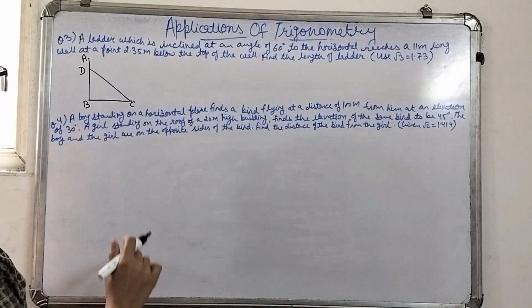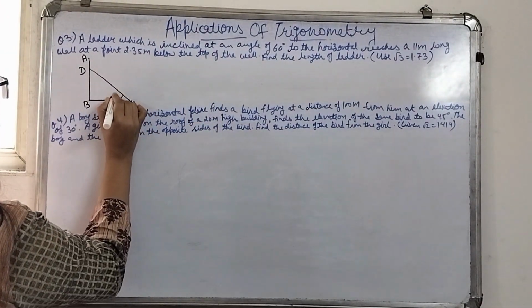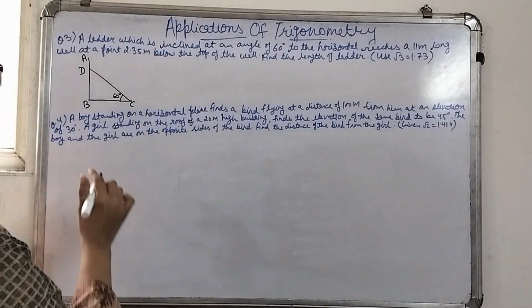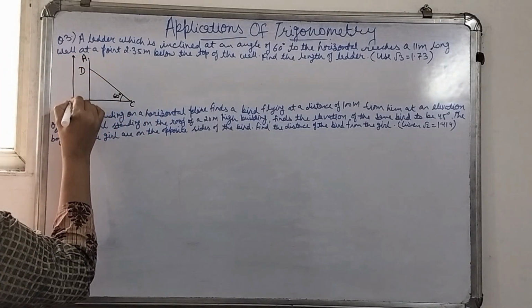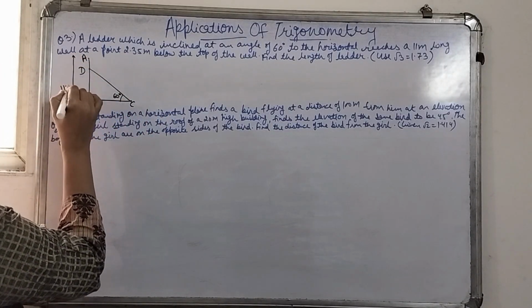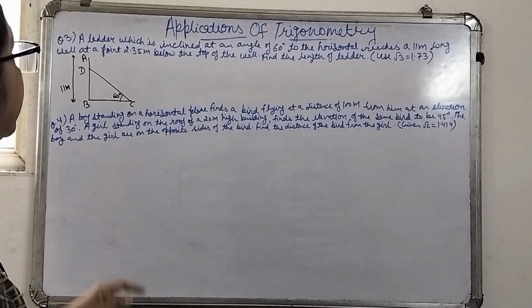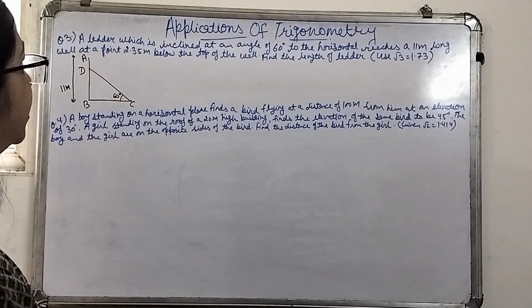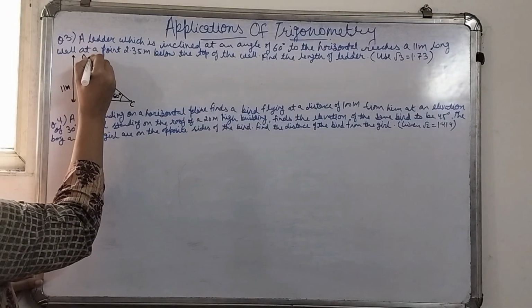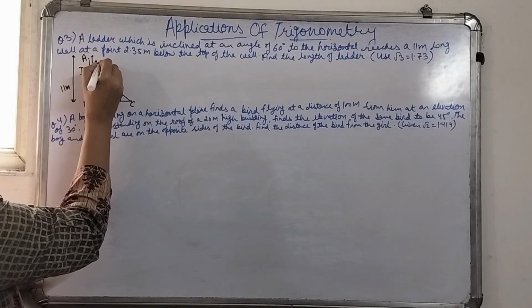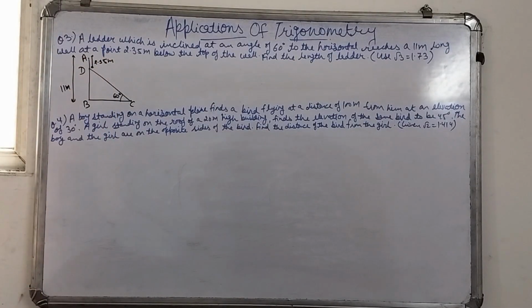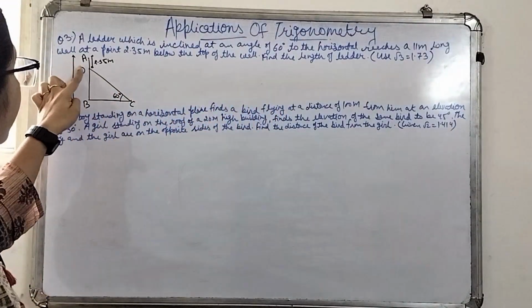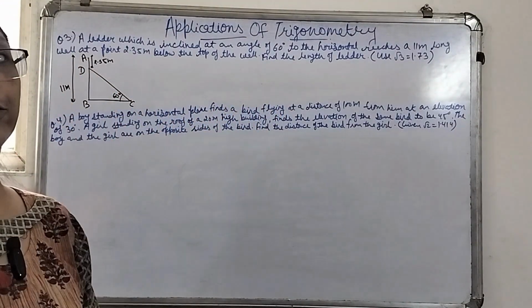Angle of elevation is given to us as 60 degrees. That means this is your 60 degrees. The height of the wall is given to us as 11 meters. That simply means AB is 11 meters and your ladder is reaching at a point 2.35 meters below the top. That means your AD is 2.35 meters. Now we have to find the length of the ladder, means we have to find the length CD.